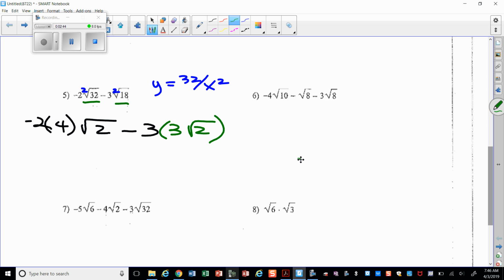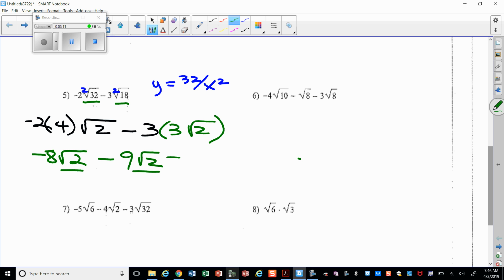Okay. So now when I multiply this together, that would be negative 8 square root of 2, and then minus, and then I've got 3 times 3 is 9, and I've got a square root of 2. So now I have the same radicals, right? So I can combine those.